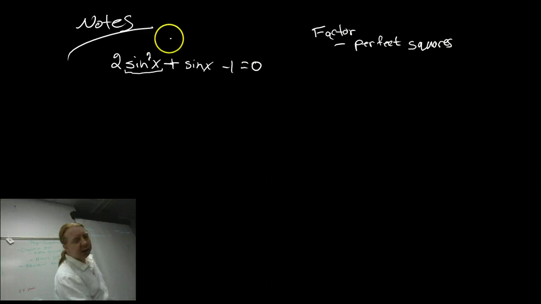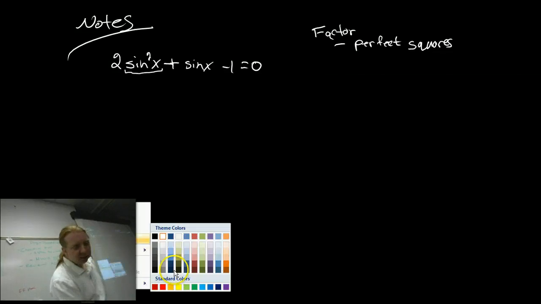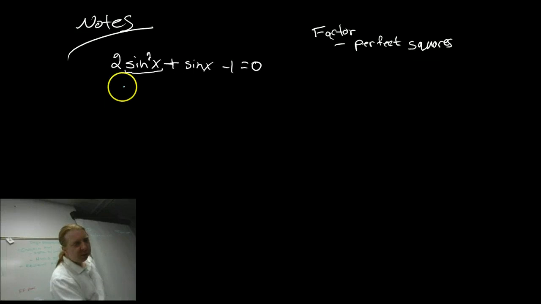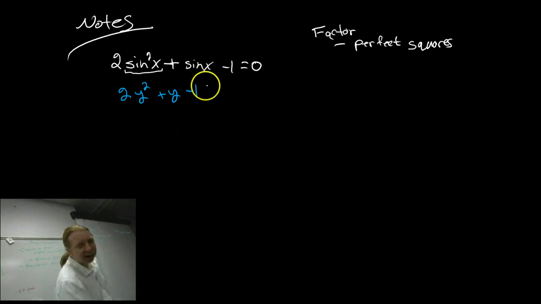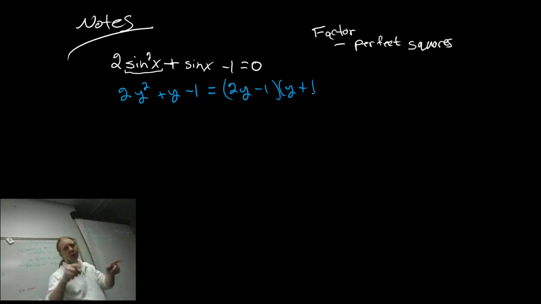So as a quick analogy, in case I'm not seeing this comfortably right now, if I were to write this problem down this way, 2y squared plus y minus 1, we can look at that and go, okay, I can factor that. That gets factored into 2y minus 1, y plus 1.